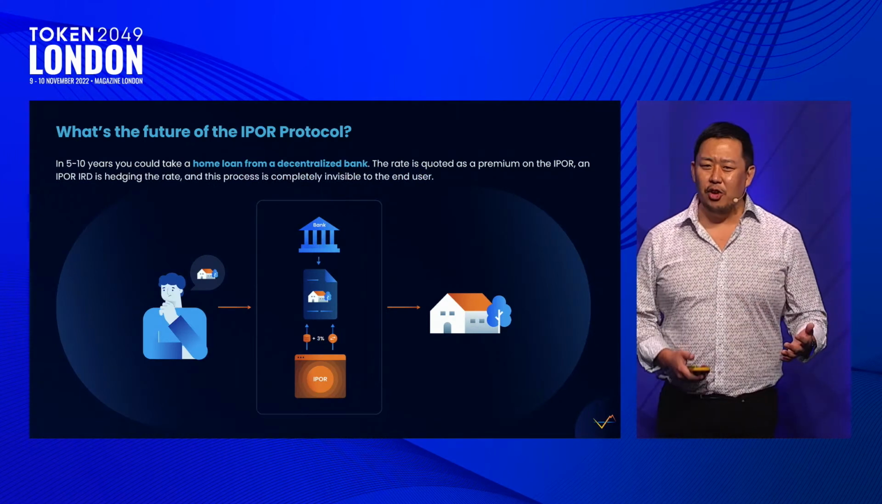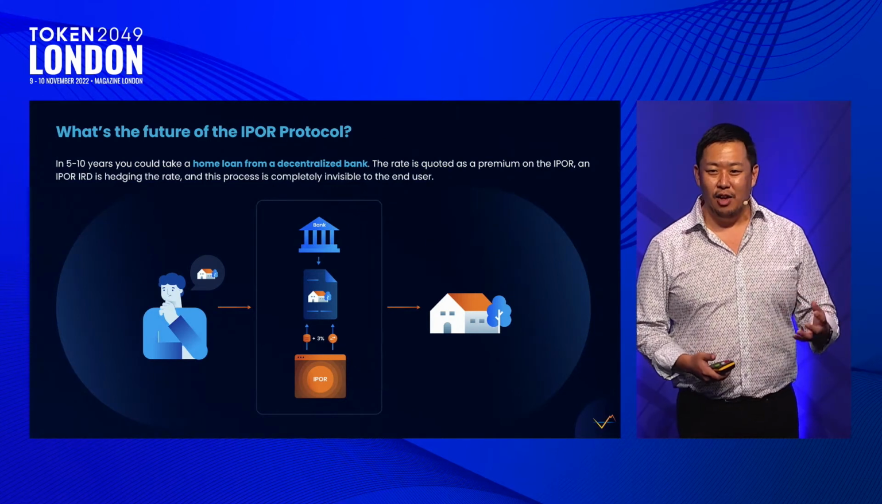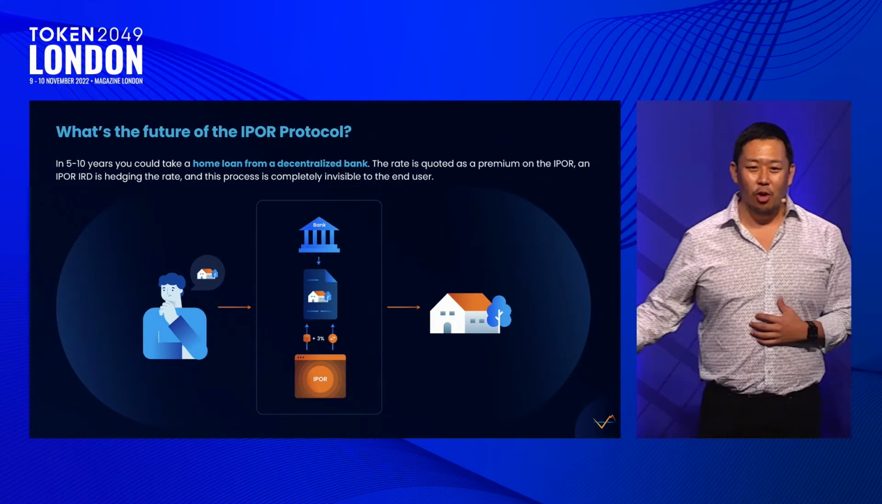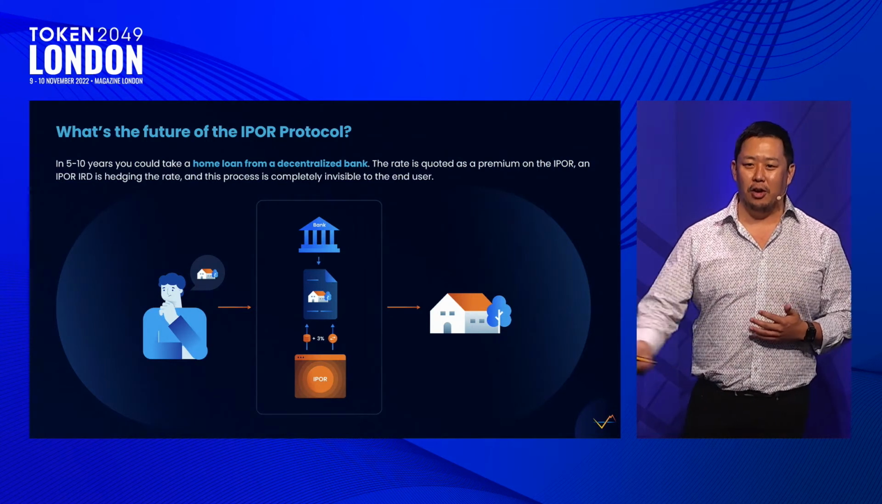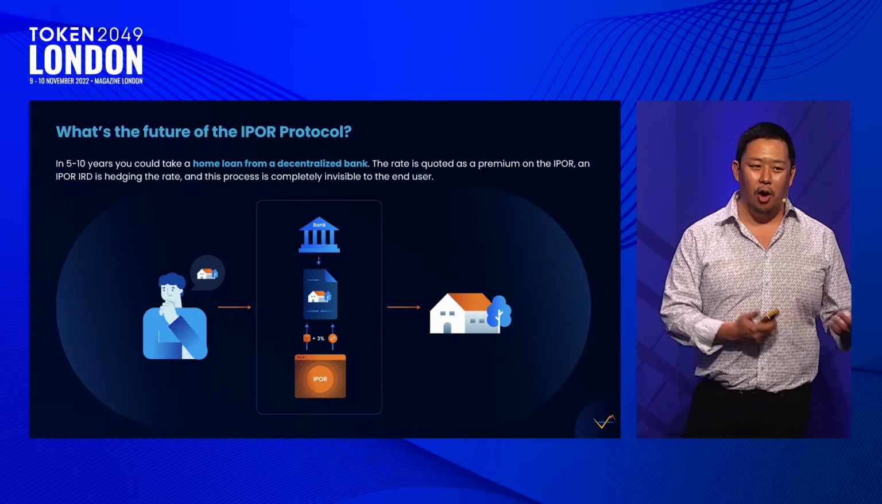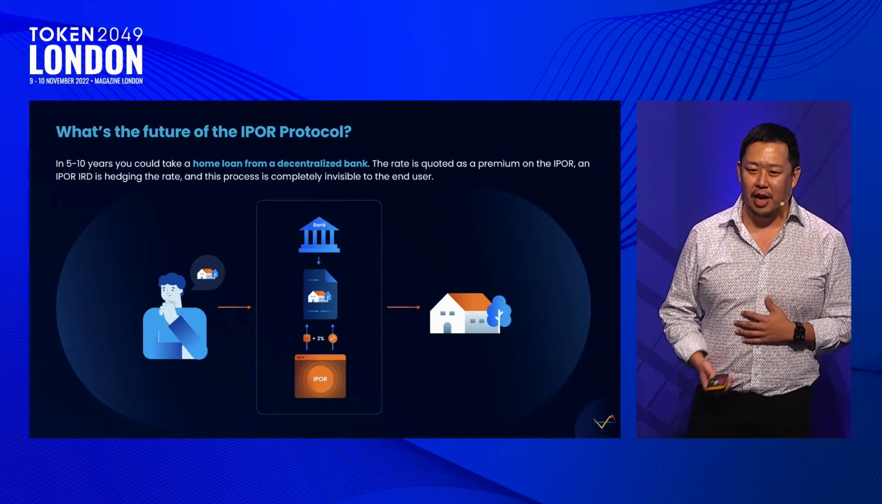And so what's 5 years down the road? Maybe you're asking a DeFi bank for a home loan, and that loan is being quoted off of the IPOR index, and there's these interest rate derivatives that are underpinning the loan, and maybe this entire process is completely invisible to the end party, and really that's the goal that we have at IPOR.